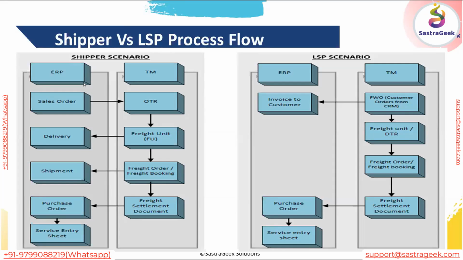So coming back to our scenarios, I'll quickly go through the scenarios once. In a shipper scenario, the process starts with the sales order. The sales order is then integrated in TM. It creates an OTR document. OTR is then used for planning. In planning, we create a freight unit, a freight order, or a freight booking, and each step can be integrated back with ECC, and we create a settlement document for paying your carrier.